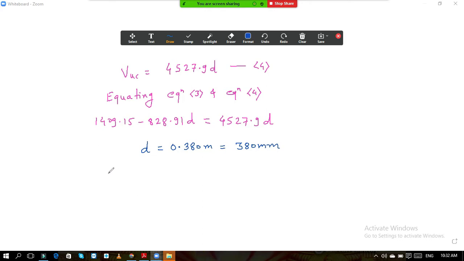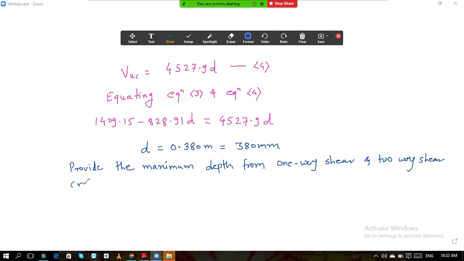So here we can write, provide the maximum depth from one-way shear and two-way shear criteria. So what is the maximum depth we got? Now the maximum depth is 0.73 meter, which is equal to 730 mm. Please check the previous calculations. Are we taking the value which we actually got, or is it something more? So now the effective depth is 730 mm.